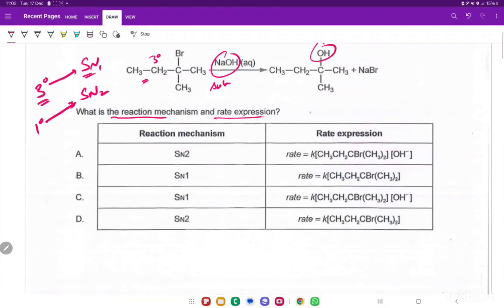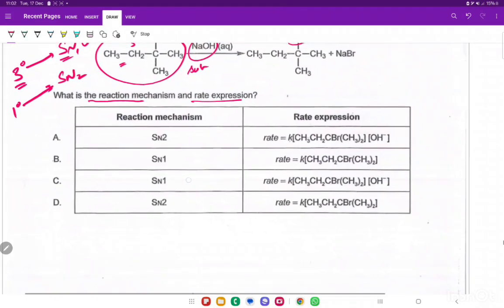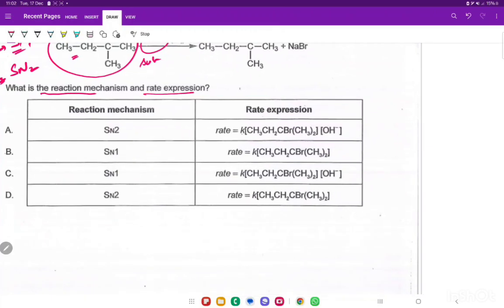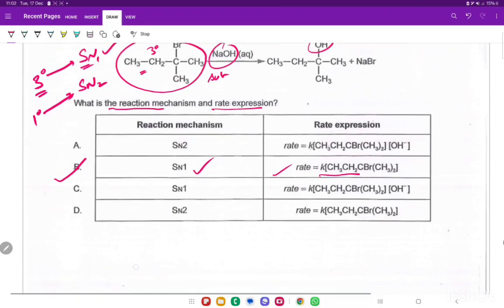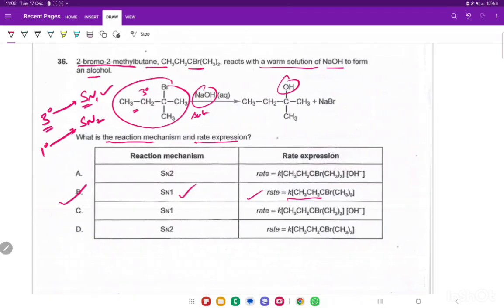He's asking what the reaction mechanism and rate expression are. Since it is a unimolecular reaction, the rate expression will contain only my halogenoalkane. The answer will be SN1, and halogenoalkane only in the rate expression. The correct option is B. SN1, why? Because it is a 3 degree halogenoalkane, and tertiary halogenoalkanes always give SN1. Primary gives SN2. Since it is a 3 degree giving SN1, it is unimolecular, therefore the concentration of halogenoalkane only controls the rate. Question 36, answer is B.